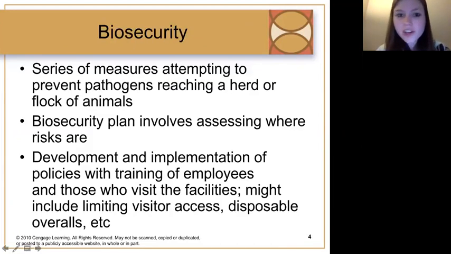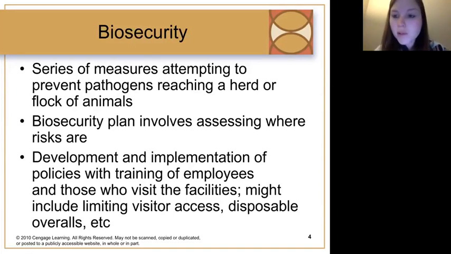So biosecurity, which I mentioned a little bit before, is basically just a series of measures that attempts to prevent pathogens from reaching a herd or a flock of animals. So if you have a farm, you may want to put a biosecurity plan in place, and that involves assessing what the risks are and what chances there are for your animals to be exposed to pathogens, and assess those to limit that. And I'll go a little bit more into detail in the next slide.